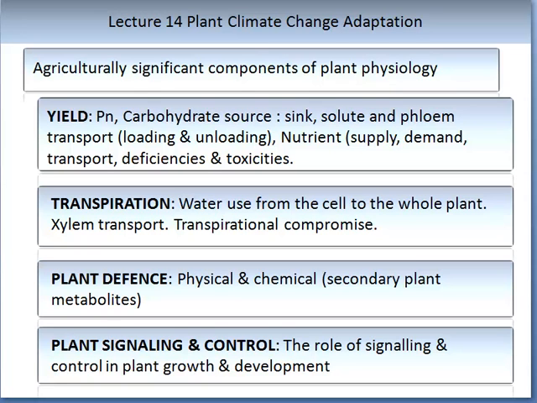These are, most importantly, yield. Yield is determined by photosynthesis, the amount and the efficiency; the ability of a plant to produce carbohydrates and store them; the ability of a plant to transport these carbohydrates when they are required for plant growth and development; and the ability of a plant to obtain nutrients, both in quality and quantity, to transport these nutrients, and to not undergo any deficiencies or toxicities. When all of these components are optimal, your yield is optimal.